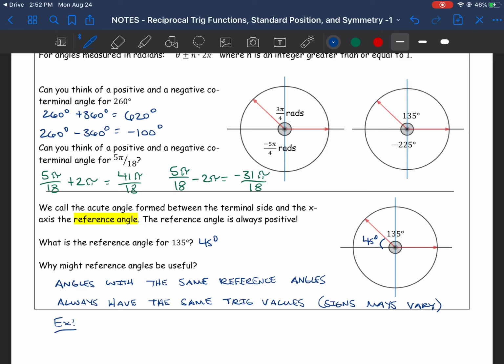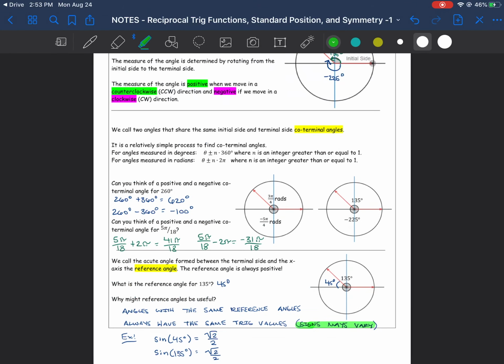So here's an example. If we look at the sine of 45 degrees, the sine of 45 degrees is approximately 0.707, but that's square root of 2 over 2 as an exact answer. Well, the sine of 135 degrees is also square root of 2 over 2. And 45 degrees and 135 degrees have the same reference angles. They both have a reference angle of 45 degrees. So their sine values are the same. But again, keep in mind that little caveat that the signs may vary, meaning that one may give you a positive, one may give you a negative. But the value itself will be the same.